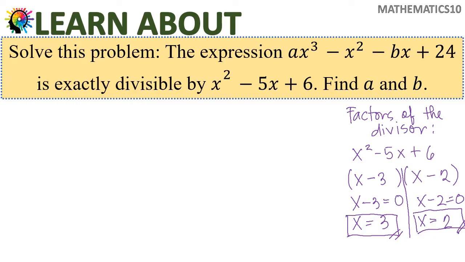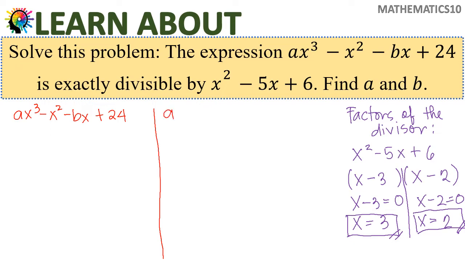See, since we do have our values of x already for our divisor, then that means we are supposed to substitute these already in our given polynomial. So here, in our given polynomial, we have ax cubed minus x squared minus bx plus 24. But of course, since our divisor is a trinomial, that means we factored it out, and there we got x equals 3 and x equals 2. So we are supposed to substitute those two values of x.